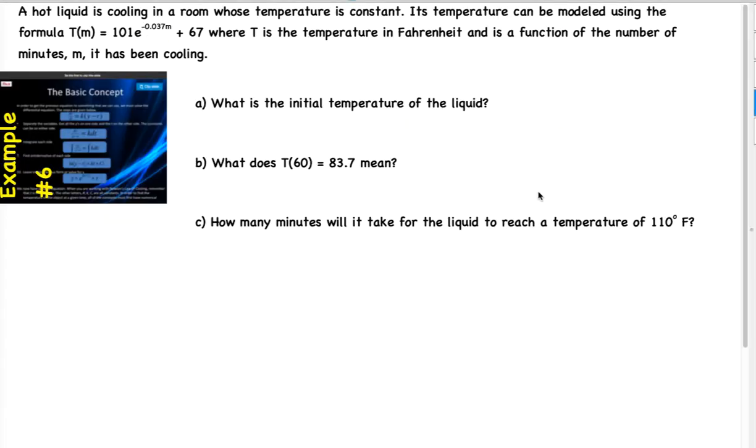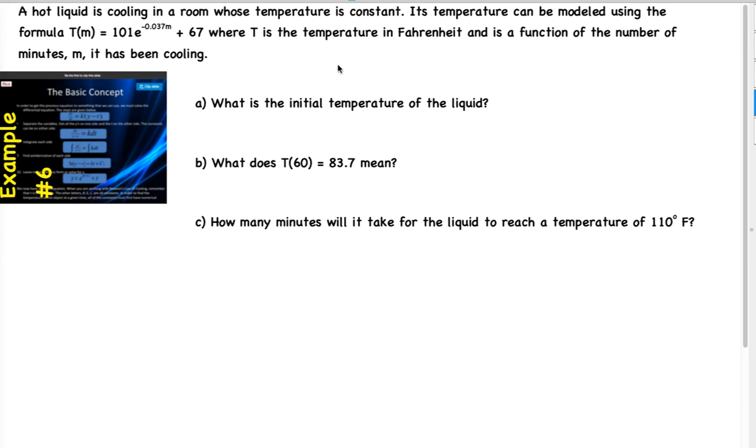So we're finally going to learn how to solve an equation without having to rely on Desmos. A hot liquid is cooling in a room whose temperature is constant. Okay, so that means we're decreasing. So when I do go to graph this, I should understand that it is decreasing. And its temperature can be modeled by this lovely long formula here.